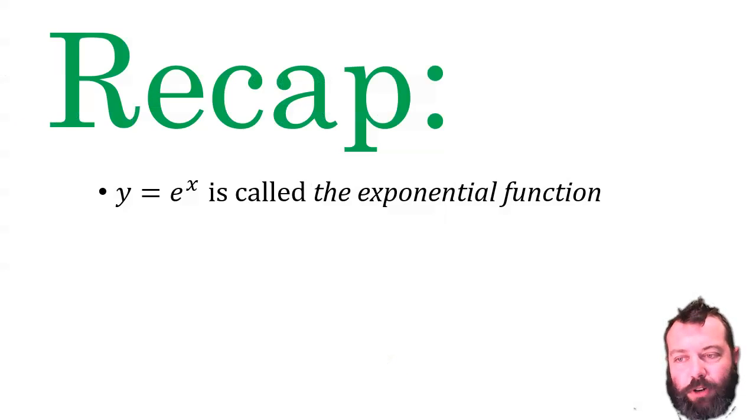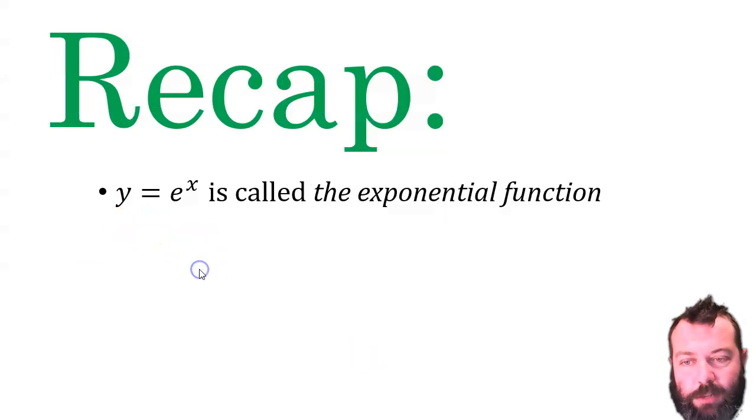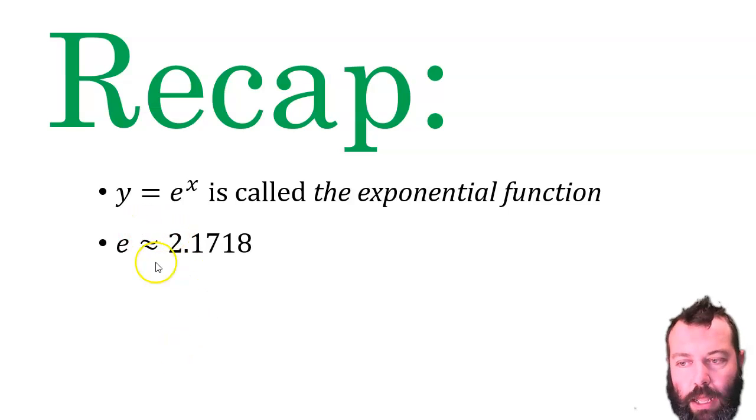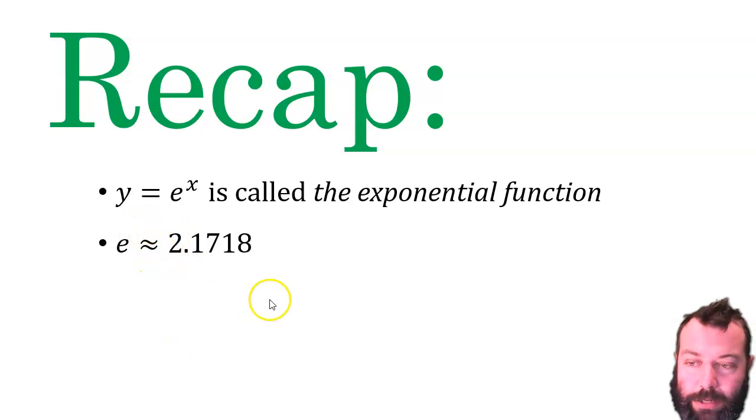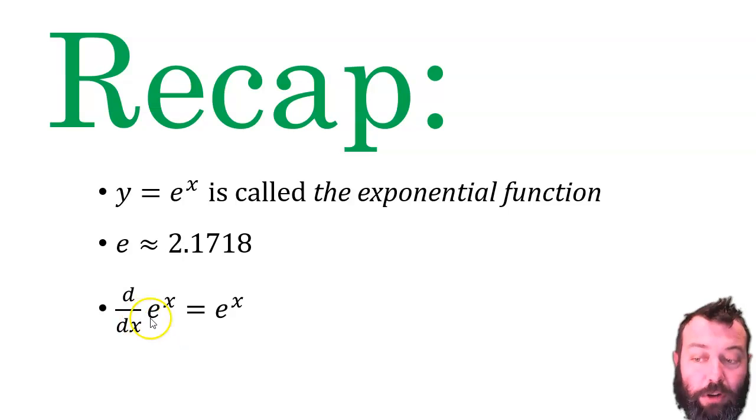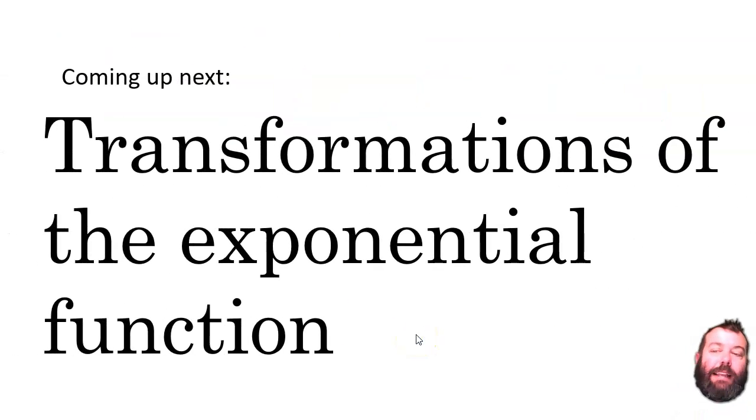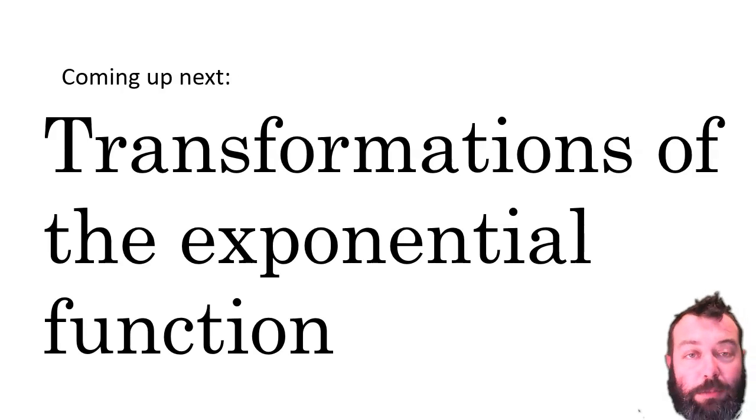That's it for e. Y equals e to the x is the exponential function. E is about 2.71828. And the derivative of e to the x is e to the x. That's all for today. Our next exercise is on transformations of the exponential function.